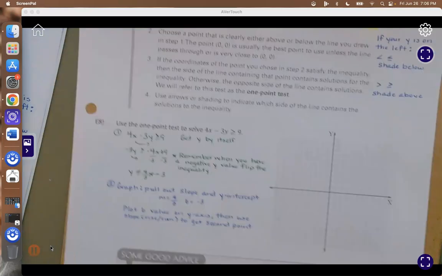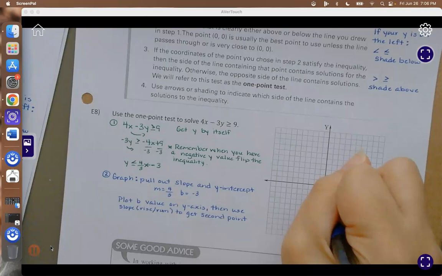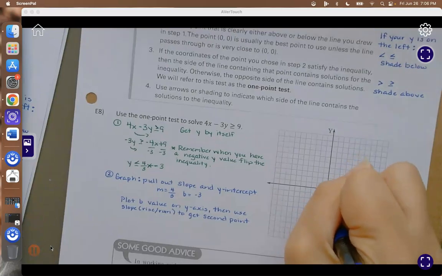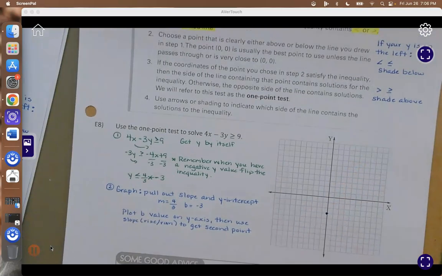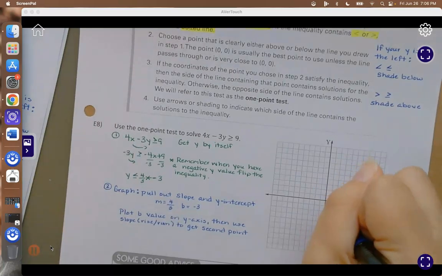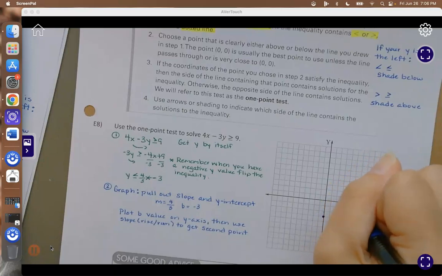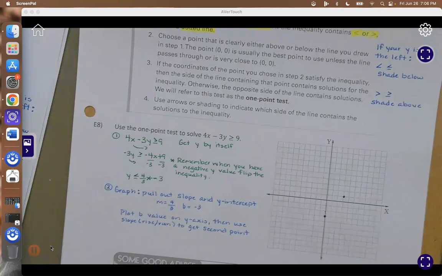Okay, so our y-intercept is -3, so we plot that on the y-axis. Then our slope is positive 4/3, so that means we go up 4, 1, 2, 3, 4, and we go to the right 3. And that's how we get our 2 points.